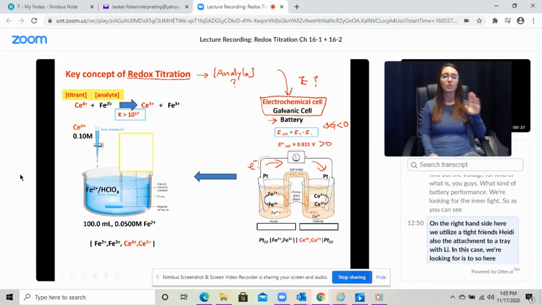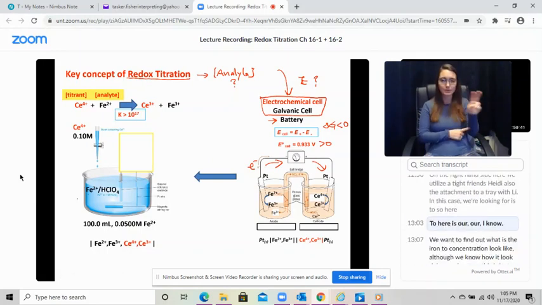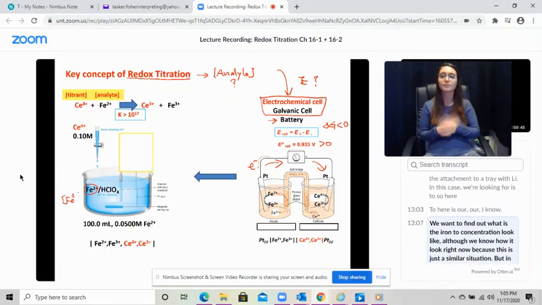In this case, we're looking for the iron 2. So here, our iron 2 is our unknown. We want to find out what the iron 2 concentration looks like. Although we know how it looks right now, because this is just a simulated situation, in a real application this will be our unknown, okay?